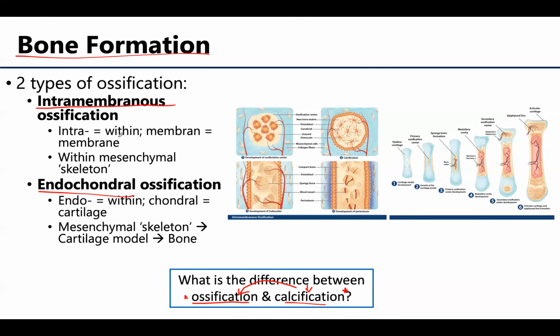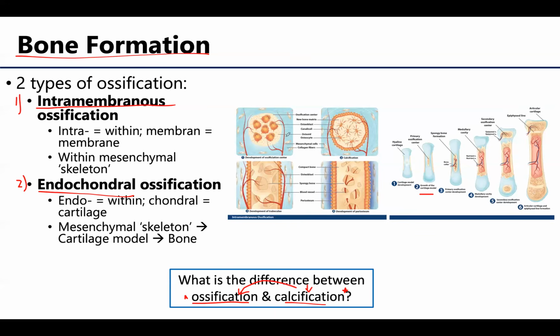The first one we're going to discuss is intramembranous, and we're starting with this one because it's the simpler of the 2. And in this process, bone is going to directly replace that mesenchymal skeleton. All right. So bone directly replaces that mesenchymal skeleton, whereas in endochondral ossification, that mesenchymal skeleton is going to be actually replaced by a cartilage model first. So this hyaline cartilage model grows first, and then eventually it will be replaced by bone. So there's that extra step in endochondral in comparison to intramembranous.